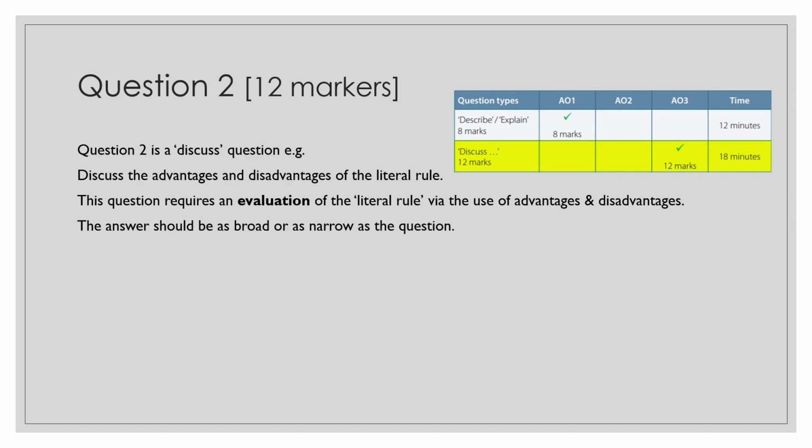Question 2 is a discuss question. So, for example, we have this question here. Discuss the advantages and disadvantages of the literal rule. This question requires an evaluation of the literal rule via the use of advantages and disadvantages. The answer should be as broad or as narrow as the question.